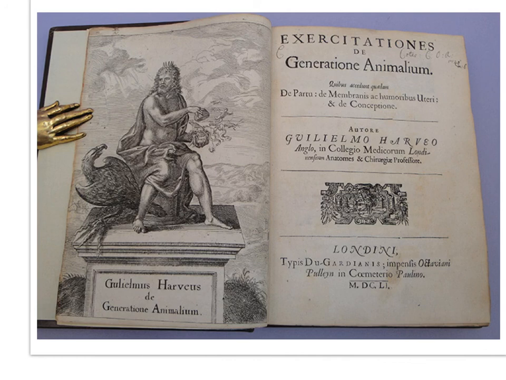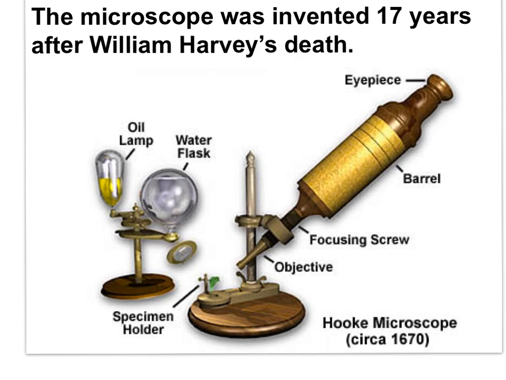Harvey did provide new information about conception and early human development, but he could not confirm many of his theories because he could not see single cells. It took the invention of the microscope 17 years after Harvey's death to confirm conception and early embryo development. The microscope was invented 17 years after William Harvey's death, so William Harvey failed to solve the mystery of sexual reproduction because effective microscopes were not available, so the fusion of gametes and subsequent embryo development remained undiscovered.